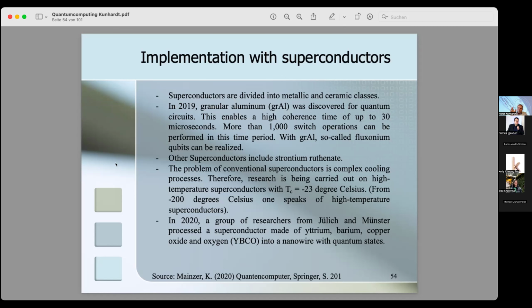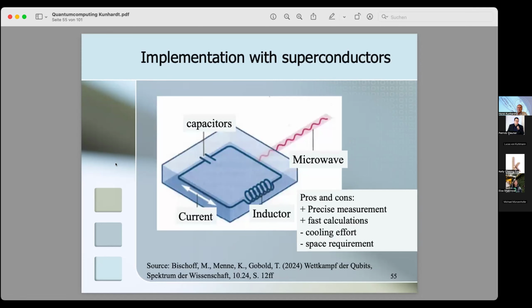So researchers at Jülich and Münster in Germany are working on that superconductor made on chemical elements. Here again, a picture of the superconductor approach. So you need an inductor and a capacitor. The current flows in that direction, and the system is controlled with microwave pulses.